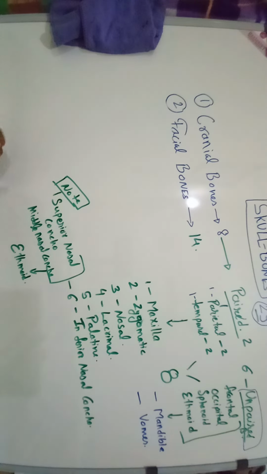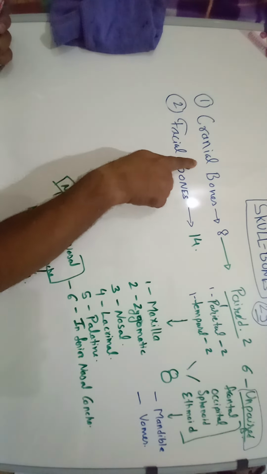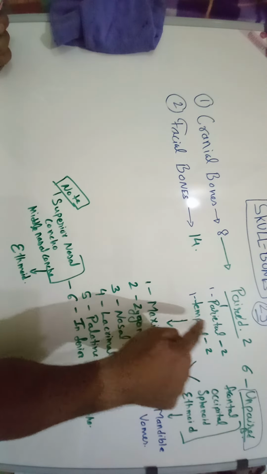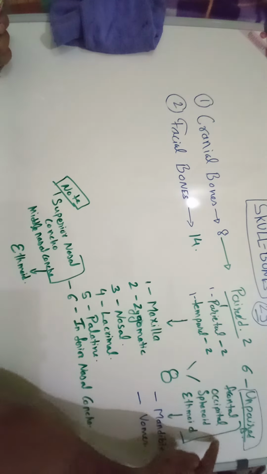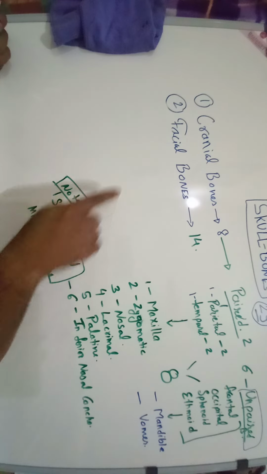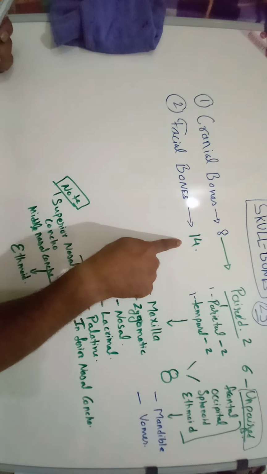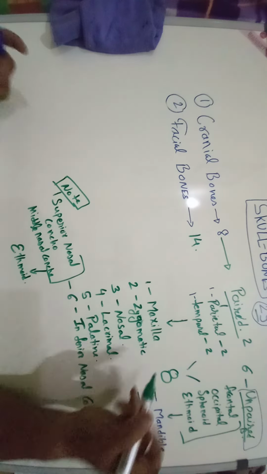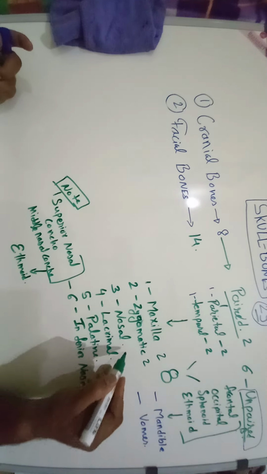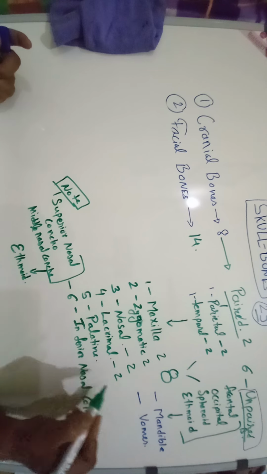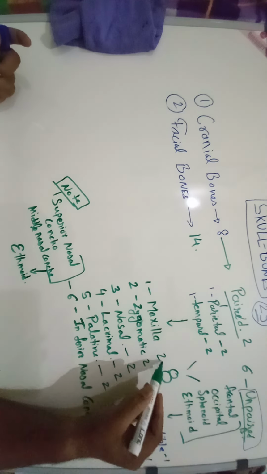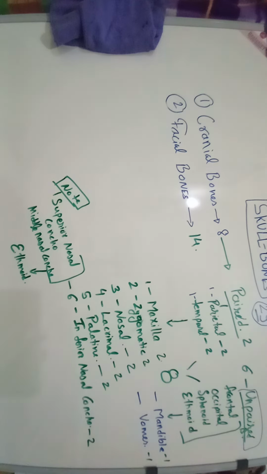Now we have finished facial bones and cranial bones. Cranial bones are paired and unpaired. Paired: parietal, temporal. Unpaired: frontal, occipital, sphenoid, ethmoid. And the second one is facial bones. How many facial bones? 14. Maxilla 2, zygomatic 2, nasal 2, lacrimal 2, palatine 2, inferior nasal concha 2, and mandible 1, vomer 1. Count it.